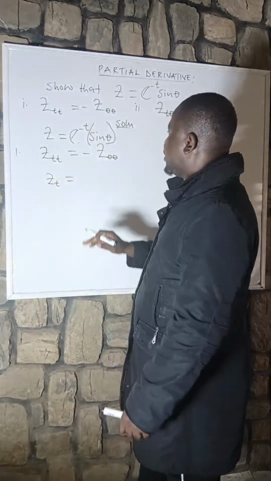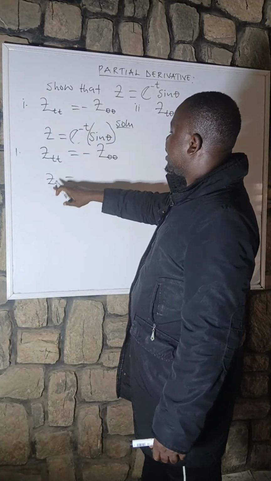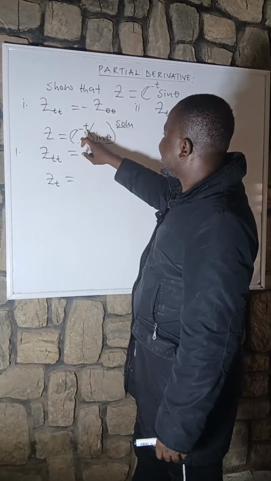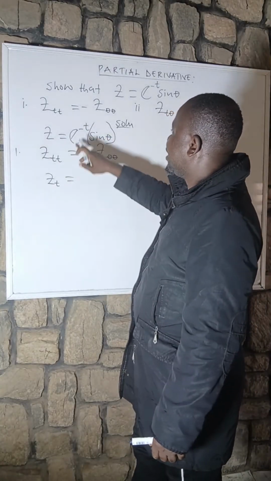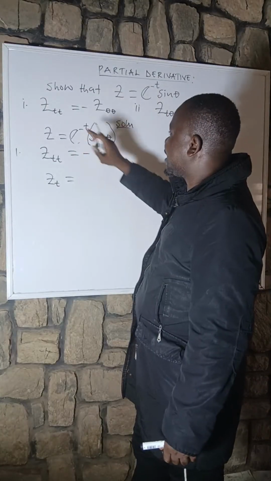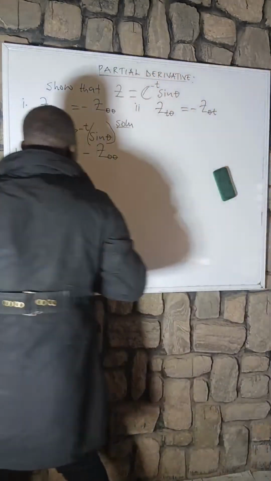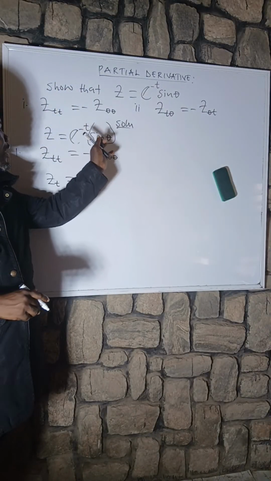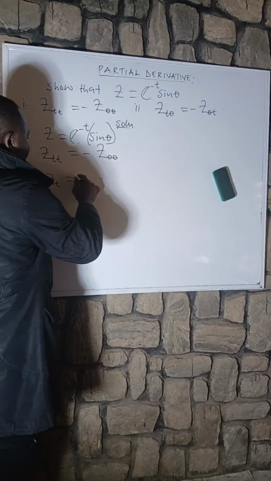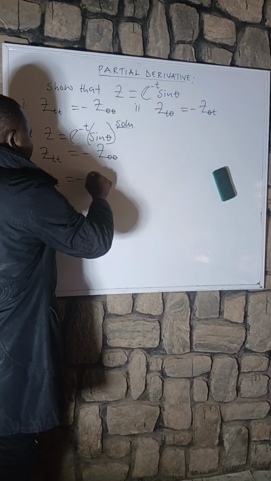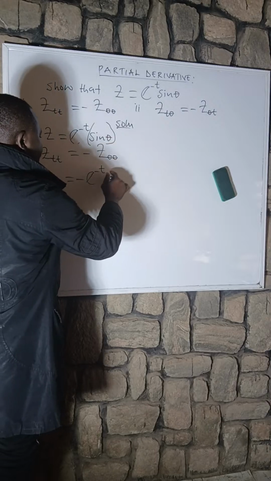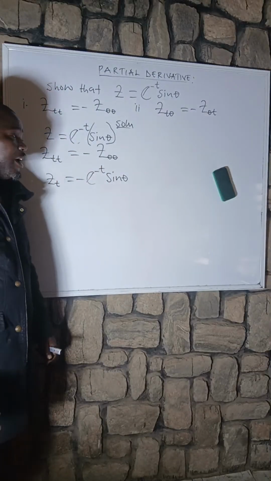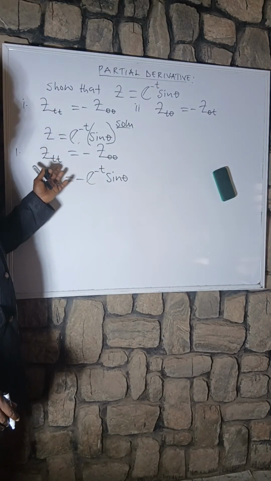Because with respect to t, if we differentiate this partially, look at it here: if we differentiate exponential minus t, we are going to have minus exponential minus t. Then use it to multiply this sine theta. So here we are going to have minus exponential minus t times sine theta. Then they say how many times? Twice.